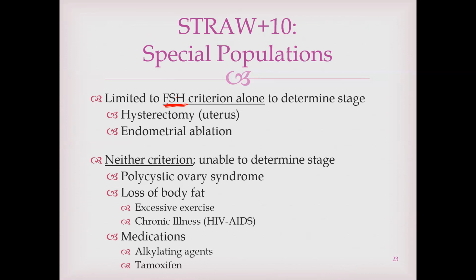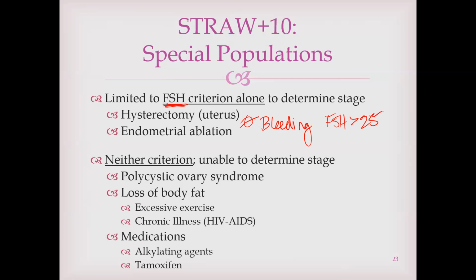And then endometrial ablation is where they've gone and laser removed the endometrial lining. So they've burned the endometrial lining to promote cessation of menses. So she's no longer able to bleed, and you would have to use the FSH criterion alone. In these two cases, there is no bleeding, and so you can't use that criteria, and you would have to back up with just the FSH alone. And we know that an FSH greater than 25 is diagnostic of that late transitional menopause.